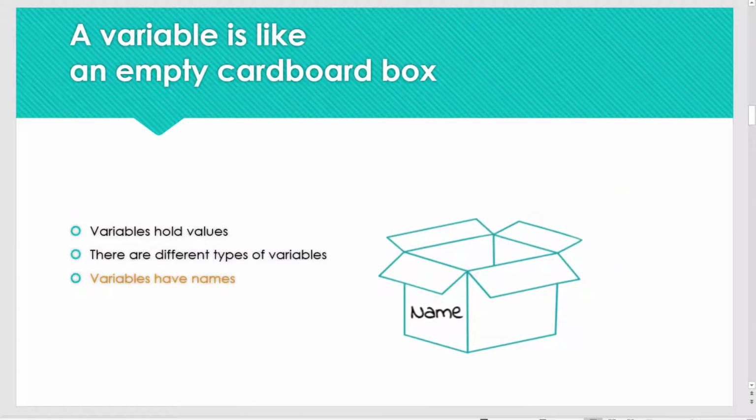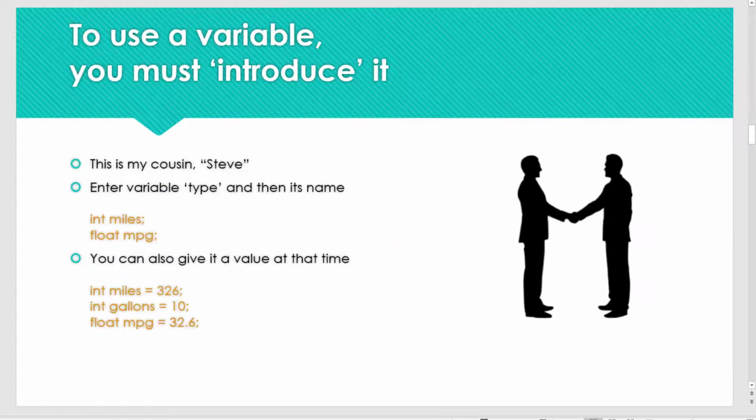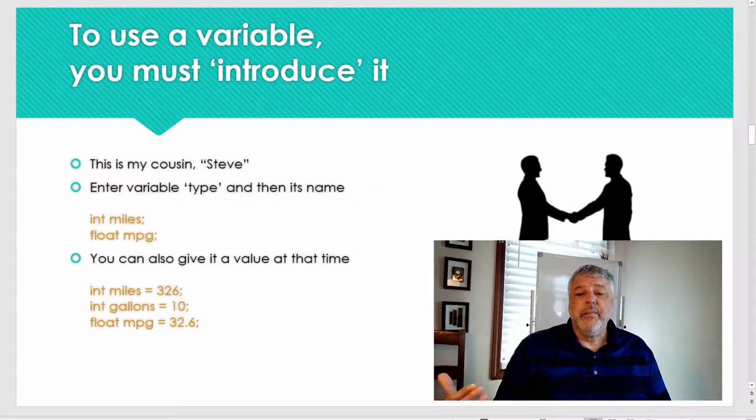We've learned that variables hold values and that there are different kinds or types of variables. We also need to know that every variable has to have a name. When you're ready to use your variable, or before you use your variable, you have to introduce it. I call it introduce. Most computer scientists would say this is defining the variable or declaring the variable. I like the term introduce because I think of it like I went to a party and somebody introduces me to their cousin, and they would say, "This is my cousin Steve."